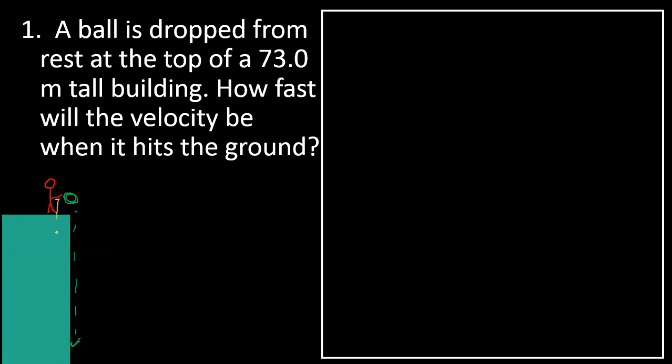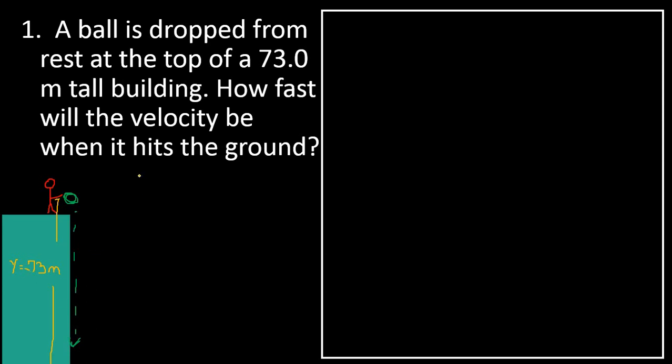First, we have the y, the symbol for displacement. That's 73 meters. But in what direction? It starts from the top and then it goes down. So it must be negative 73 meters.